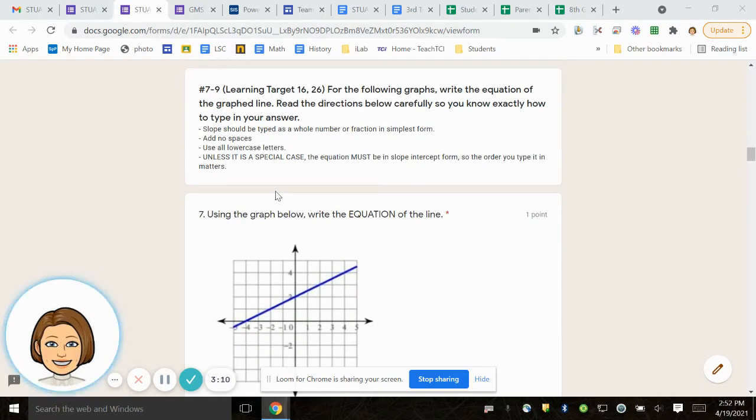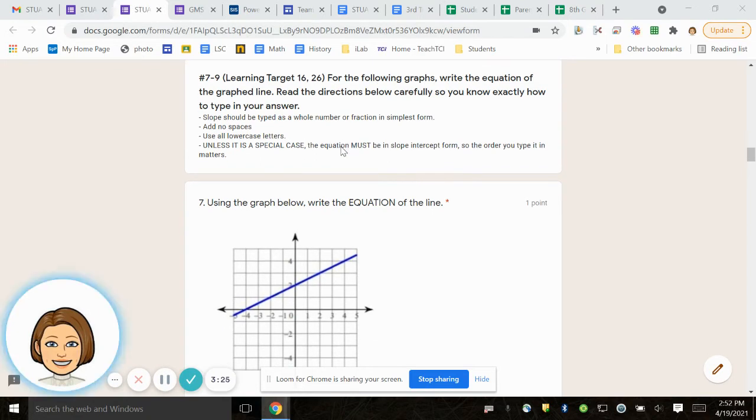Numbers 7 through 9. For the following graphs, write the equation of the graphed line. Read the directions below carefully so you know exactly how to type in your answer. First, slope should be typed as a whole number or fraction in simplest form. No spaces. Use only lowercase letters. And unless it is a special case, the equation must be in slope-intercept form, so the order you type it in matters.